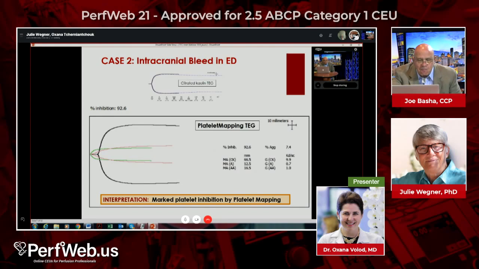So again, if you see something like that and the patient is bleeding, that should be in your consideration. And if there are no other tools, I would definitely start potentially with a platelet transfusion, if that is the case.